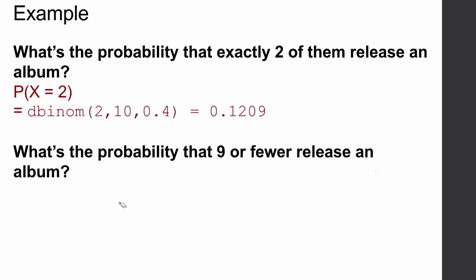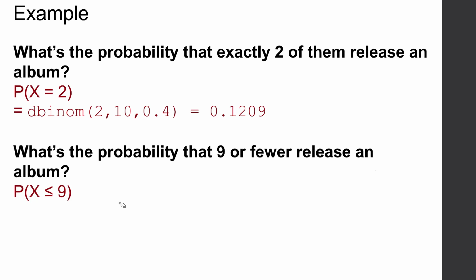So you literally just type in at your cursor in R, dbinom with the parentheses 2, comma 10, comma 0.4, and close your parentheses. All right, what's the probability that 9 or fewer release an album? First, let's write these words into a probability statement. 9 or fewer means 9 or less. It means less than or equal to 9. So make sure you know that's not a strict inequality. 9 or fewer could include 9.